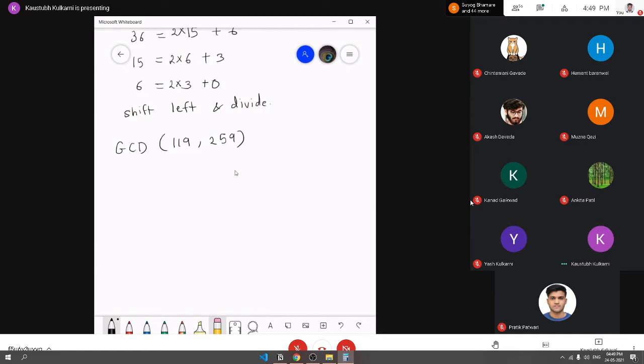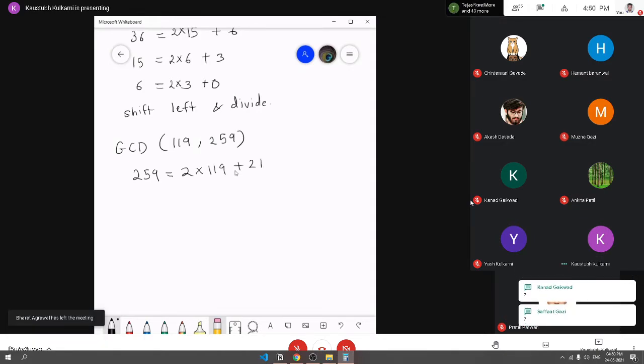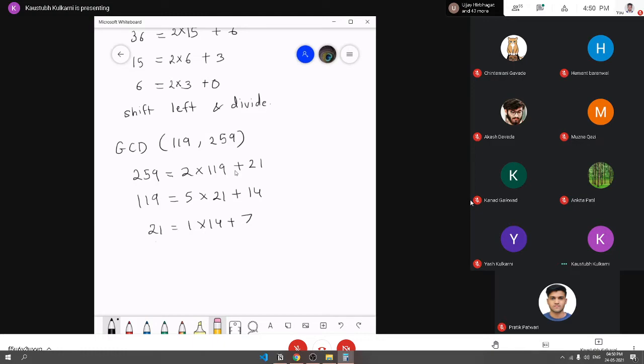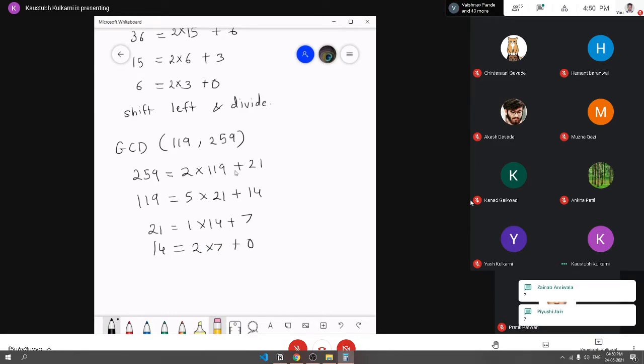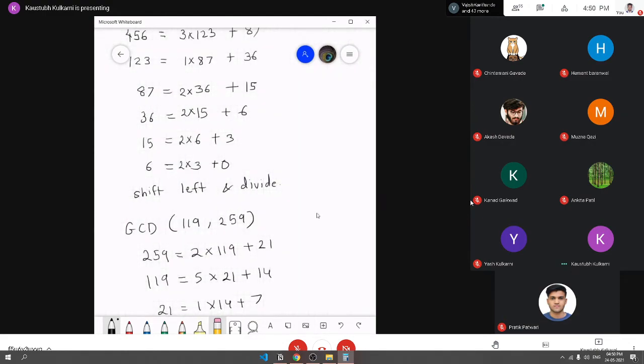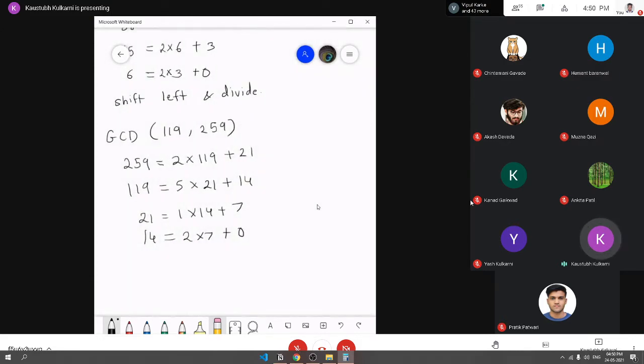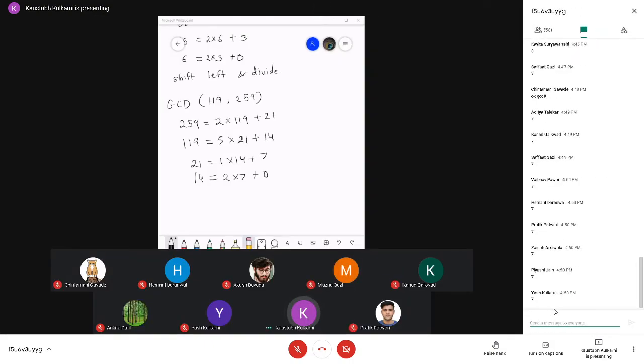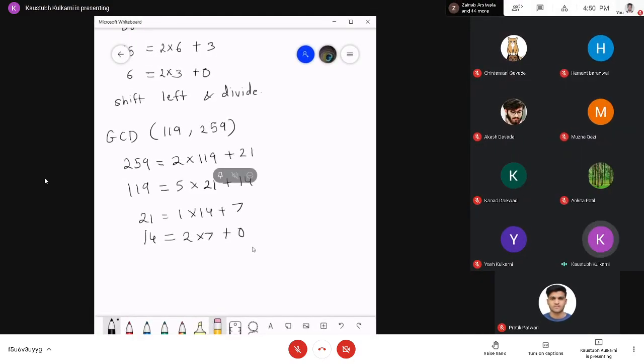Now verify. 259. Did you get the same calculations? If anyone got anything else, you can tell me. Okay. So the last non-zero remainder, that is 7, is the GCD. Last non-zero remainder is the GCD. GCD is 7.